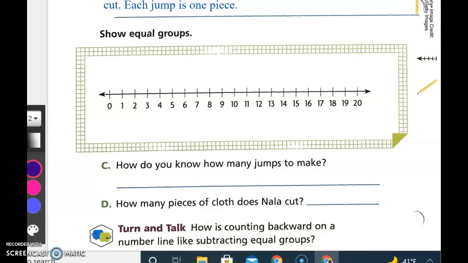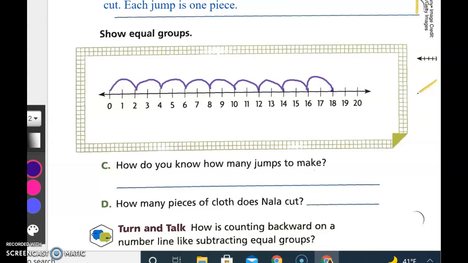Where are we going to start at if we're subtracting? We have to start with what we have, and how many things are we going to do each jump? 2. So you should end up at 16. Then what? 14. Then what? 12. Then what? 10. Then what? 8. Then 6. 4. 2.